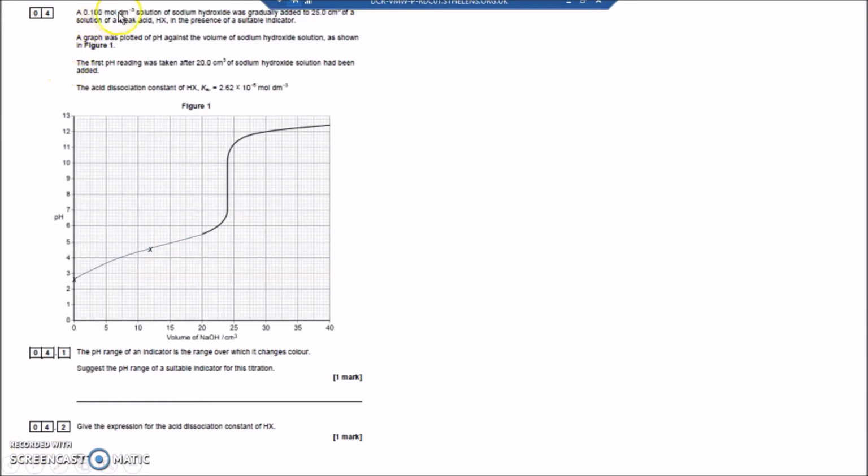Question 4. A 0.1 mole decimeter cubed solution of sodium hydroxide was gradually added to 25 centimeters cubed of a solution of a weak acid HX.